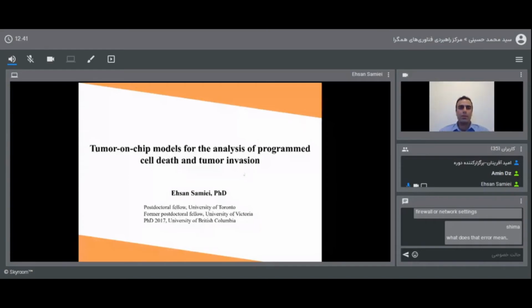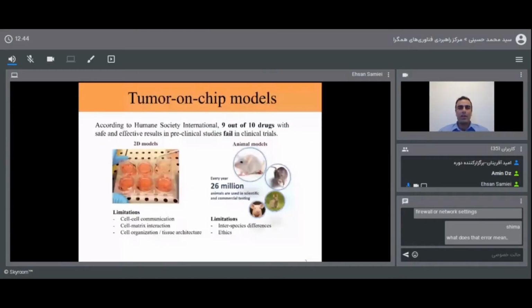So, as you may know, in drug discovery, 9 out of 10 drugs which successfully passed the preclinical studies fail in the clinical trials, and that causes the cost of drug development to increase significantly. The main reason behind this is the significant difference between the models that are used in the preclinical stages and human physiology. So 2D culture plates and animal models are widely used for drug discovery.